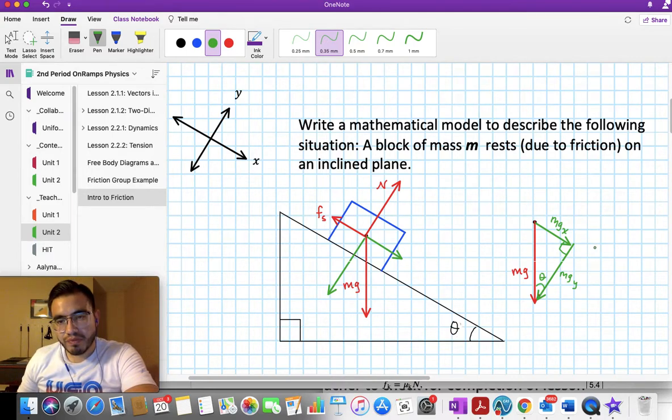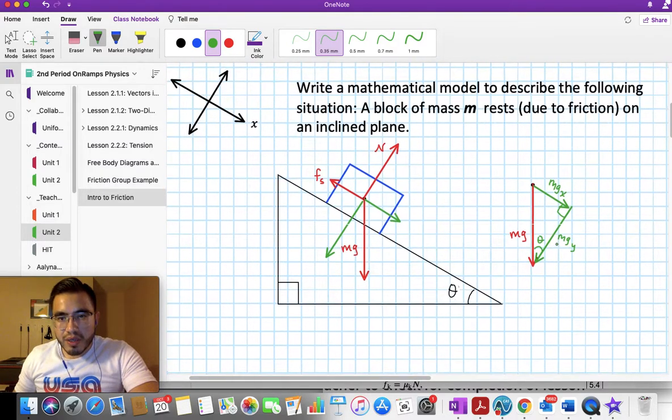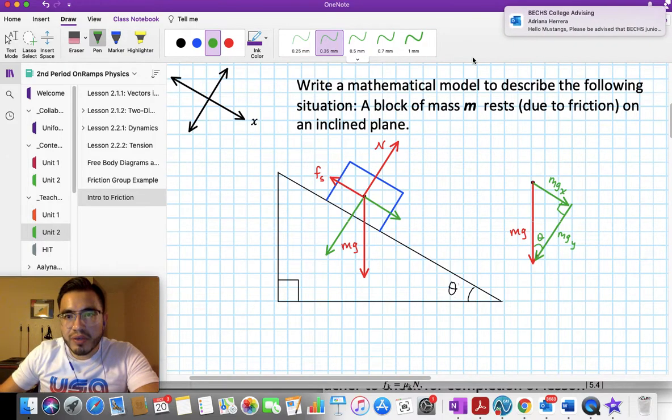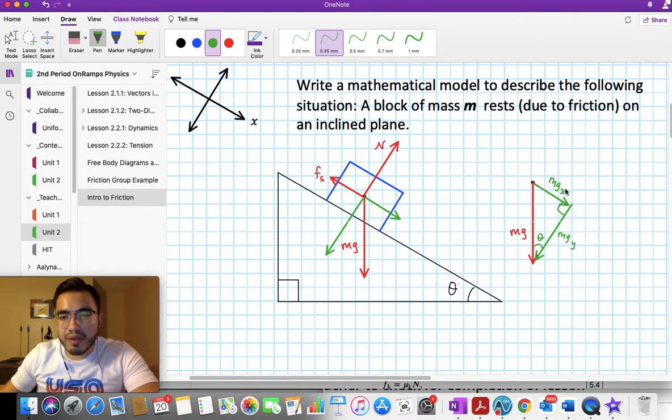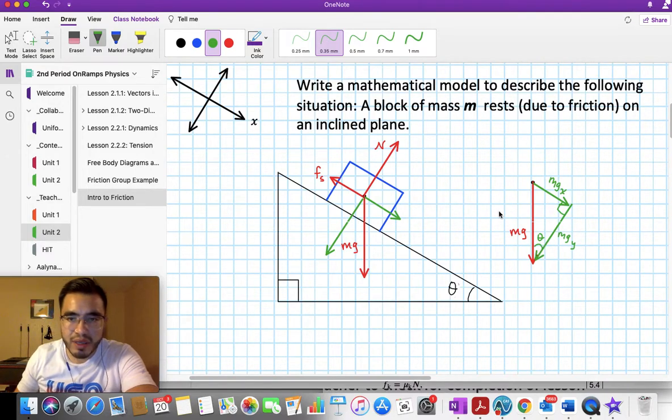Now, we need to find mgx and mgy. I'm sure you know how we're going to do that. We have a right triangle, theta, so SOHCAHTOA, trigonometry. And although we have been using sine for the y, anything with the y direction, now it's going to change a little bit because theta is in a different place, or the triangle looks a little bit different, okay? So let us start with the sine.